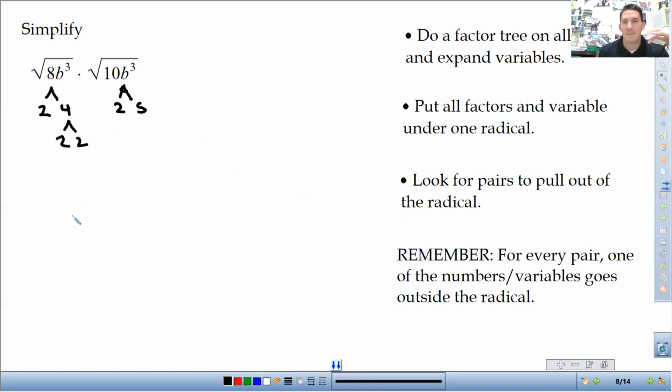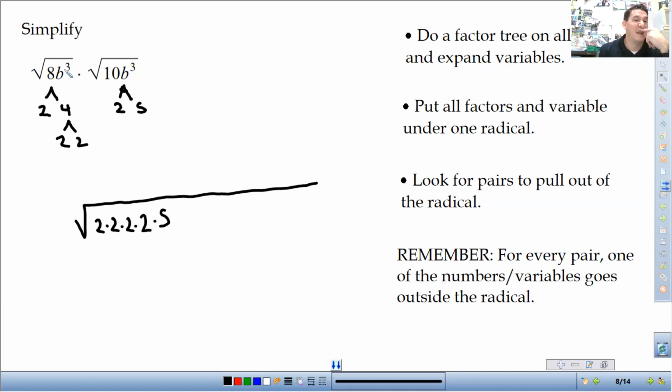So I'm going to put everything all underneath one radical. I can just combine the radicals into one and put all our numbers, and I'm going to expand the variables in there. So I have 1, 2, 3, 4 2s, and a 5. And then b cubed. So I'm going to have 1, 2, 3 b's, another b cubed.